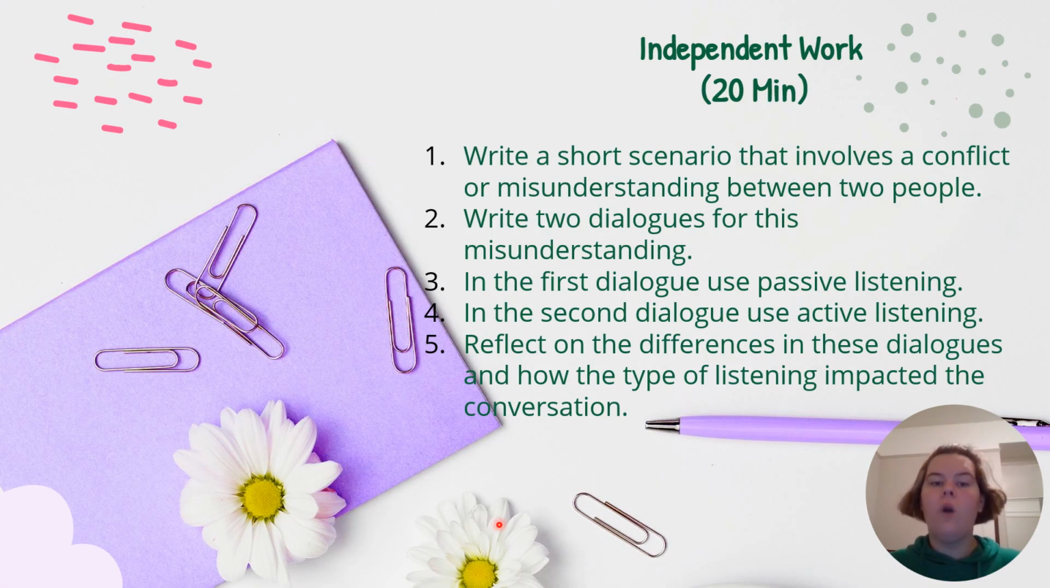Independent work. The students are going to write a short scenario that involves a conflict or misunderstanding between two people. And then they're going to write 2 dialogues for this misunderstanding. One is going to be in passive listening and one is going to be in active listening. And then they're going to reflect on those differences in those dialogues. They're going to tell you how the type of listening impacted the conversation.